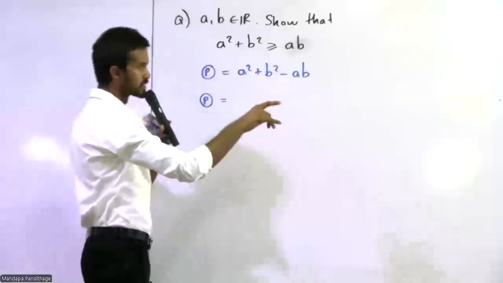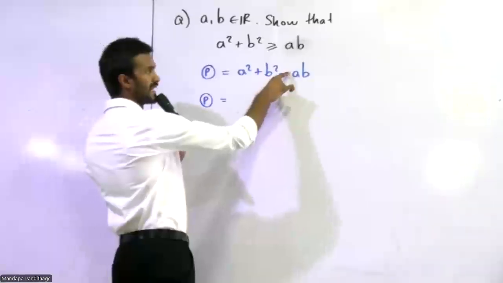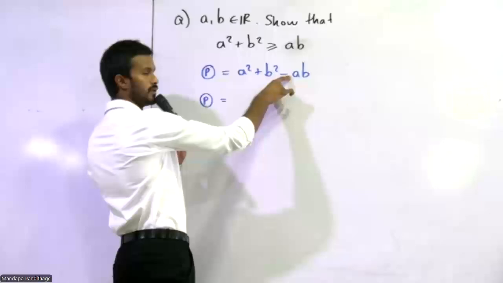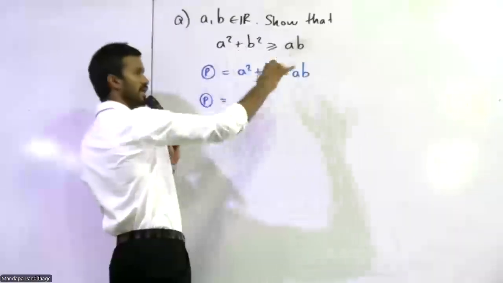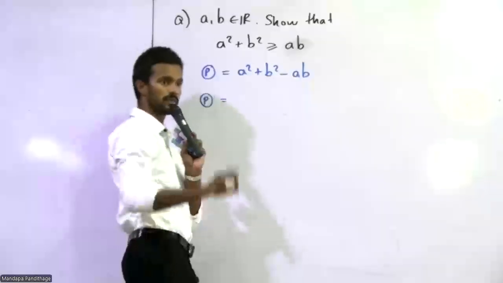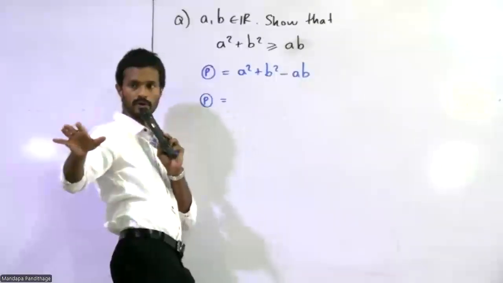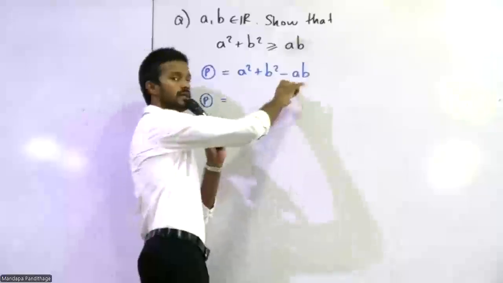But if you look at those, if this was something like 2AB, then I admit you can write A squared minus 2AB plus B squared. It's (A minus B) squared. No? If this was 2AB, we can do something.